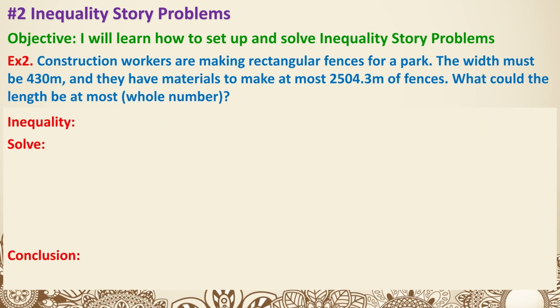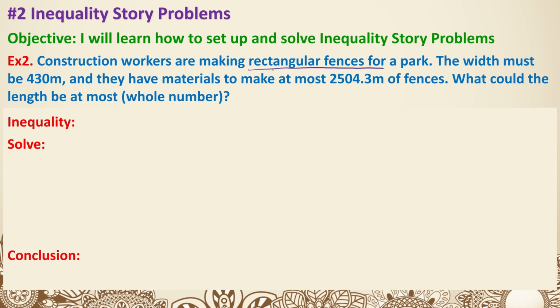Example 2. Construction workers are making rectangular fences for a park. The width must be 430 meters, and they have material to make at most 2,504.3 meters of fences. So let's look at the question.